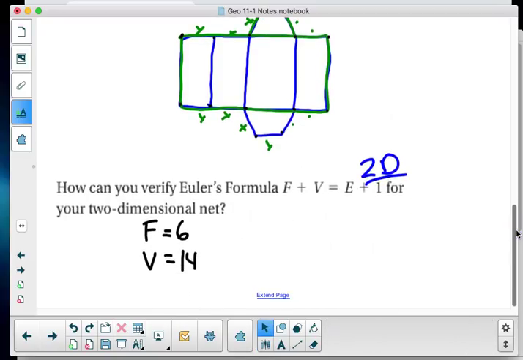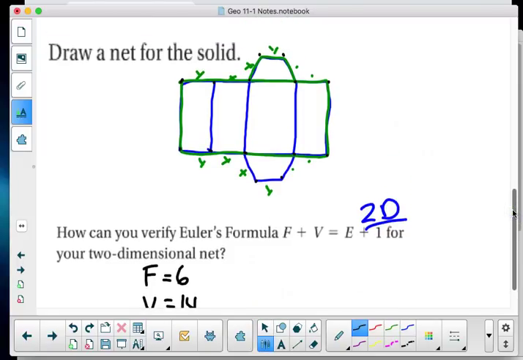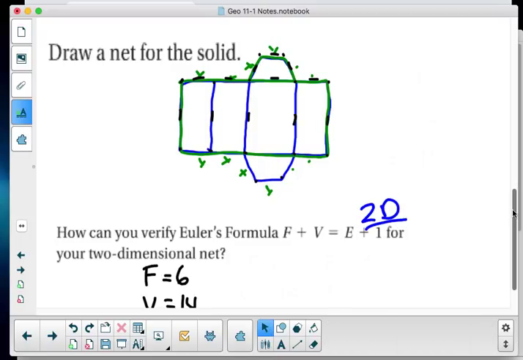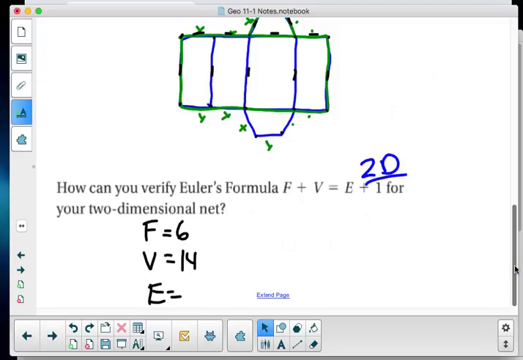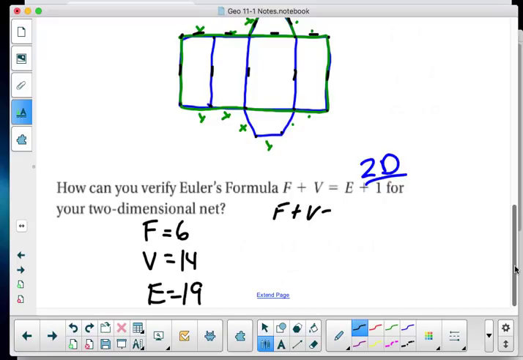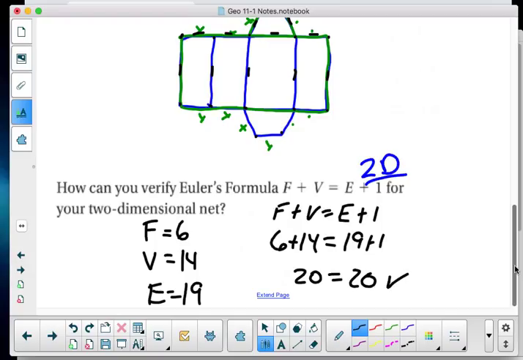And then I've got edges. Again, there's a symmetry in the edges. The top and the bottom edges are going to be the same. So 1, 2, 3, 4, 5, 6, 7, and there's 7 more on the bottom. So that's 14, 15, 16, 17, 18, 19. So there are 19 edges. So faces plus vertices equals edges plus 1. Faces is 6 plus vertices is 14 equals 19 plus 1. This is 20 equals 20, and I've got that made.